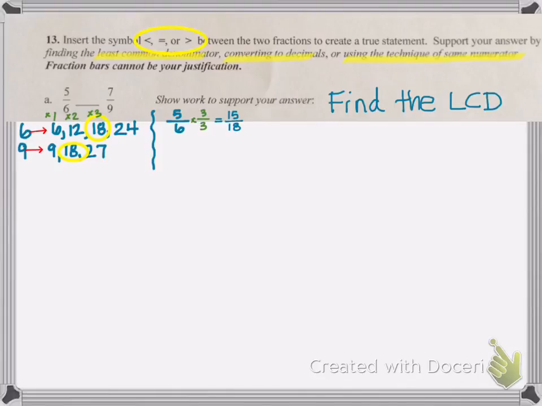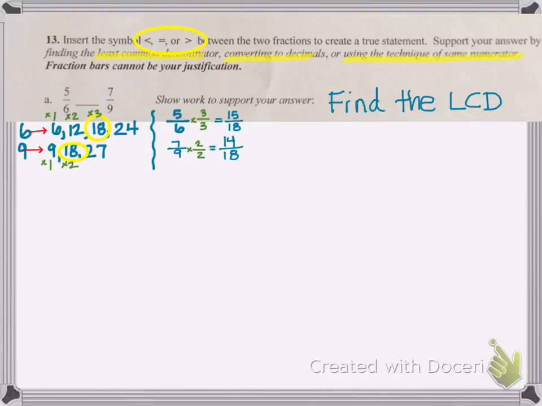Now I'm going to do the same for 7/9. I need to figure out how many times I have to multiply the numerator and denominator by in order to turn the denominator into an 18. Well, it was only 2 times for the list of the multiples of 9. So I'm going to multiply the fraction 7/9 by 2 over 2 to get 14 over 18.